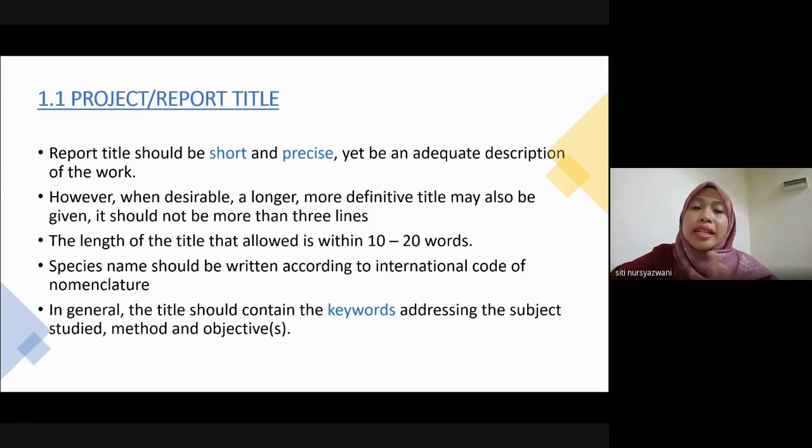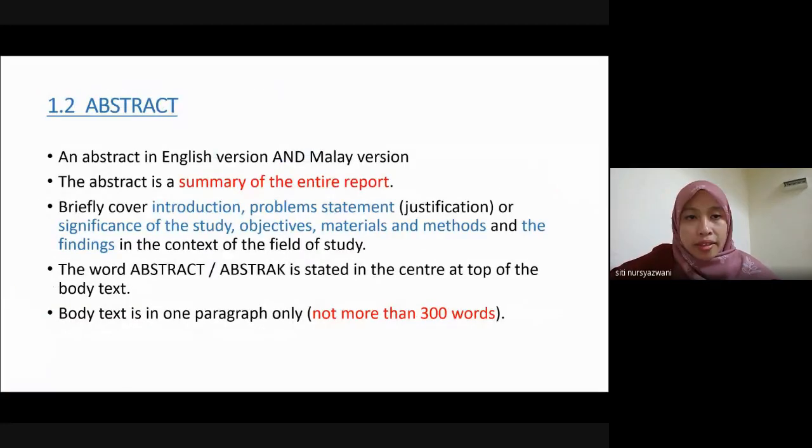And basically dalam tajuk tu mesti ada species name yang you buat research tu, species name ataupun nama you punya plant ke. In general, the title should contain keywords, keywords of what you are going to do dalam research project tu nanti. Okay, so next is abstract. What is abstract actually? Abstract, you need to do in 2 versions, English version and also the Malay version. Abstract is actually the summary or synopsis of your entire research report.